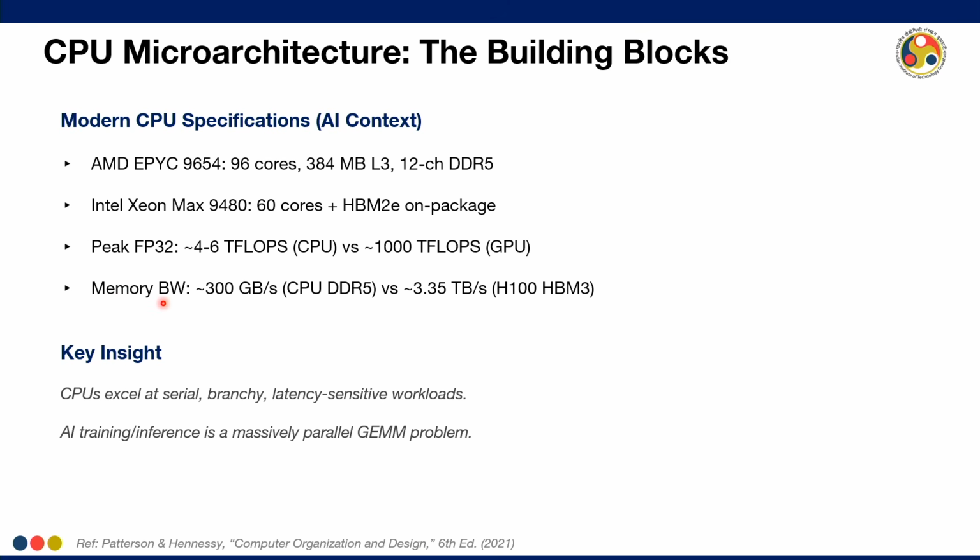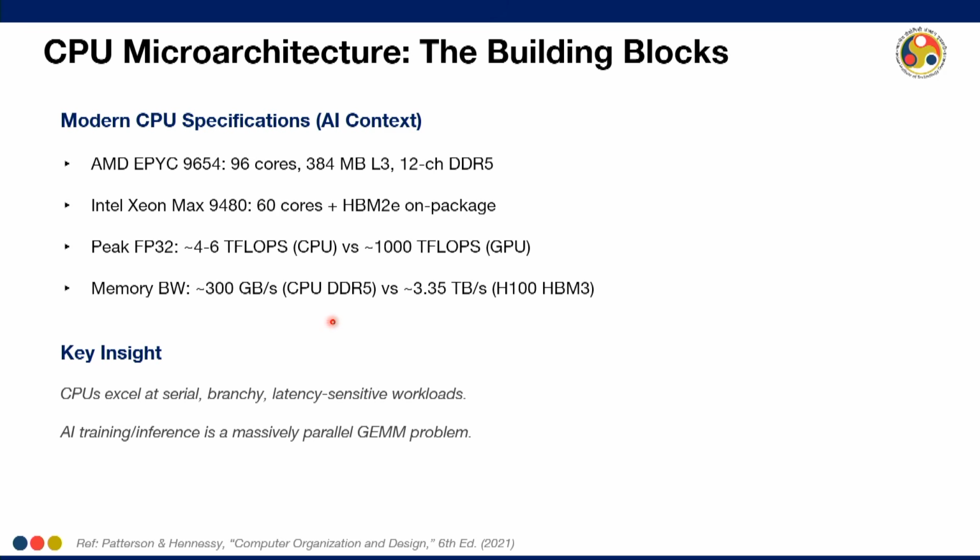Memory bandwidth is another very important metric that needs to be kept in mind while designing AI workloads. For the CPU with DDR5 we get around 300 gigabytes per second, versus an H100 GPU with HBM3, which has around 3.35 terabytes per second. What this bandwidth means, we will talk about later. These are a few specifications that we keep in mind while designing AI workloads.